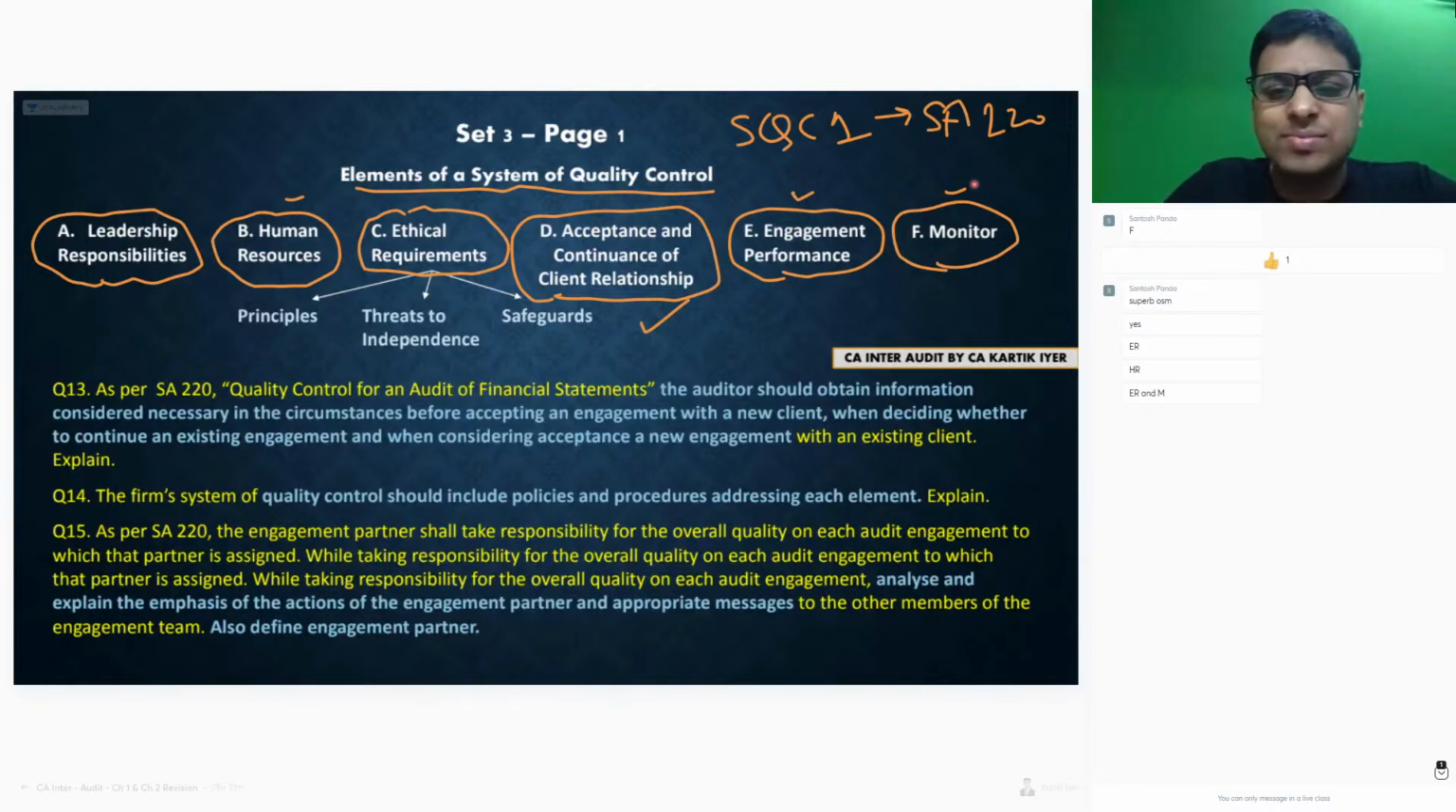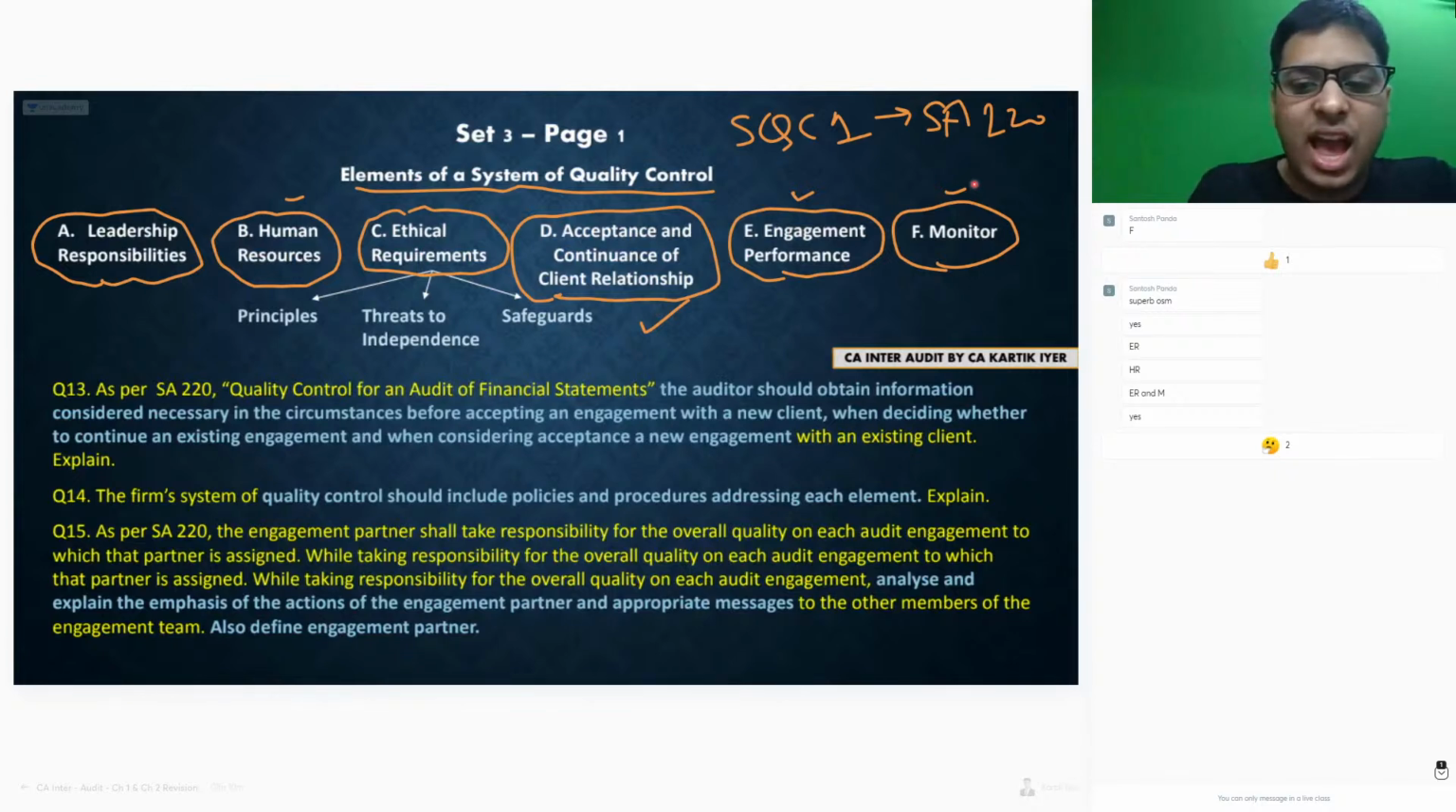Very, very simple. Very, very easy. No problem at all. Everyone comfortable? Clear? Okay.